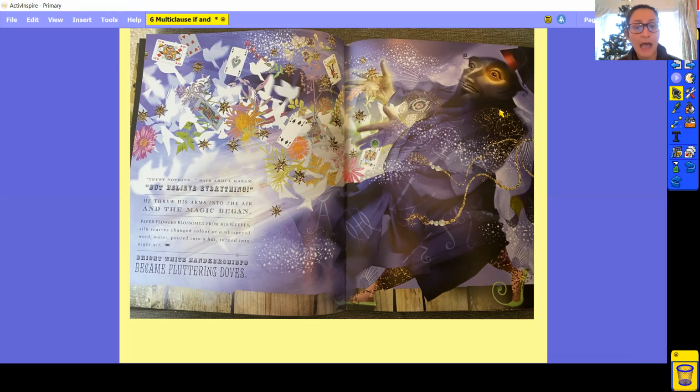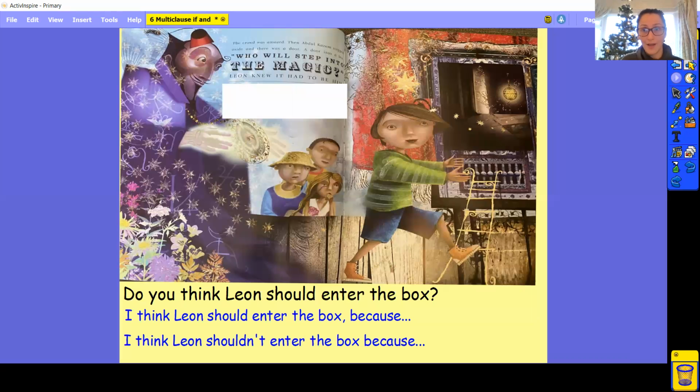So here's Abdul Kazam, and he's performing all his magic tricks. So he's turning handkerchiefs into doves. A handkerchief is like a tissue. He's getting paper flowers from his sleeves. They're blossoming from his sleeves, if you can see that. Silk scarves are changing colour. So he's performing all of this magic, okay? And I bet Leon is just absolutely amazed by all of this. So on to the next section. You may notice there's a bit blocked out here, and there's a reason for that as well.